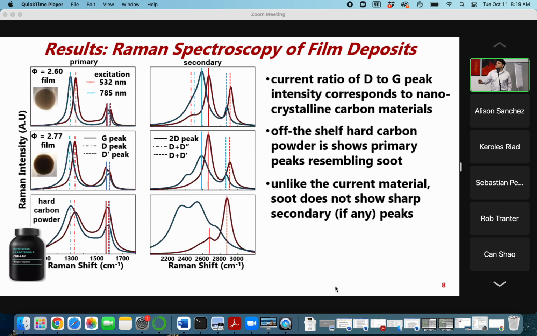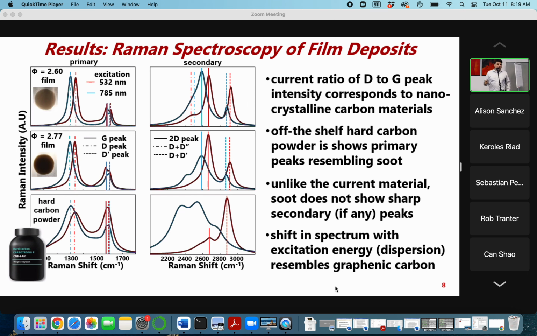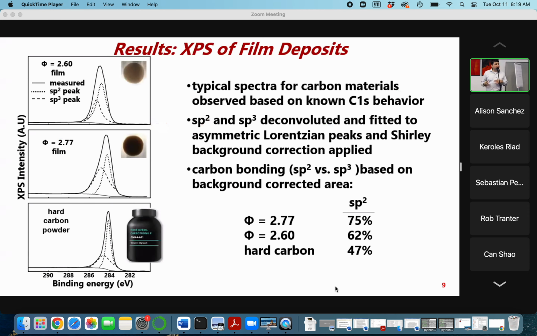Our material does. So that's one indication that this high temperature premixed flame does indeed form particles, at least in this film, that are different from soot, more ordered as we were expecting. And again, we measured this Raman spectra for two different wavelengths, and based on this dispersion in the signal, it behaves similar to these graphene materials. So from looking at the film, we have these properties that are closer to graphene and graphite than soot.